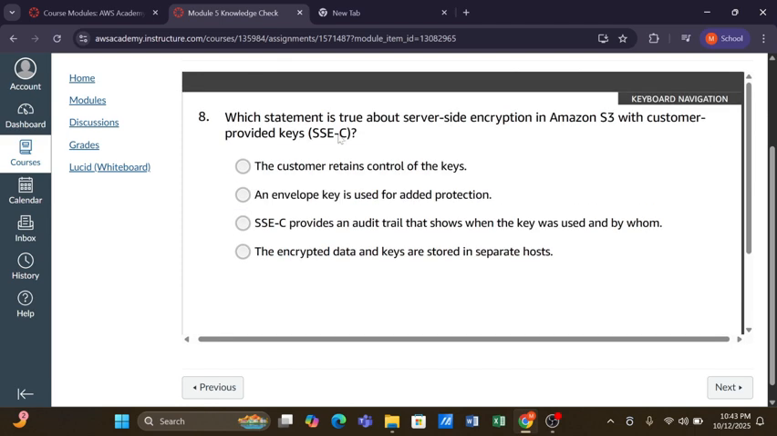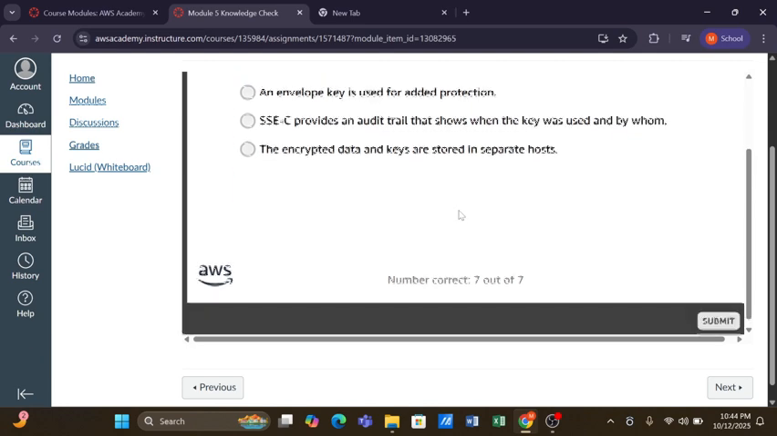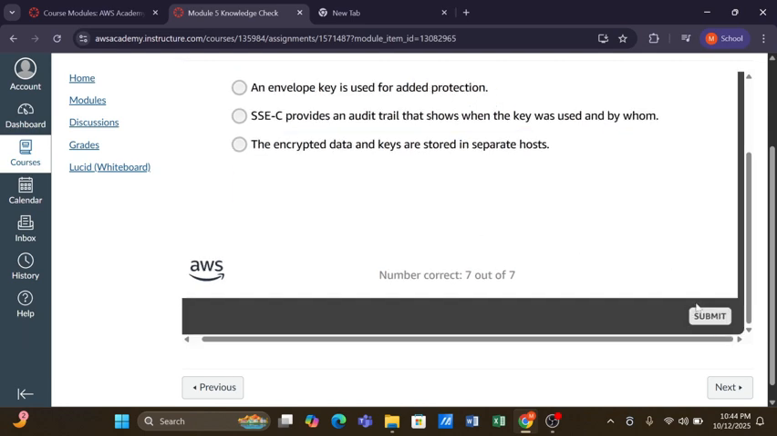So moving on to the next question. Which statement is true about server-side encryption with Amazon S3 with customer-provided keys, SSE-C? The customer retains control of the keys. An envelope key is used for added protection. SSE-C provides an audit trail that shows when the key was used and by whom. The encryption data and keys are stored in separate hosts. The customer retains control of the keys, because for server-side encryption, the key is retained for encrypting data.